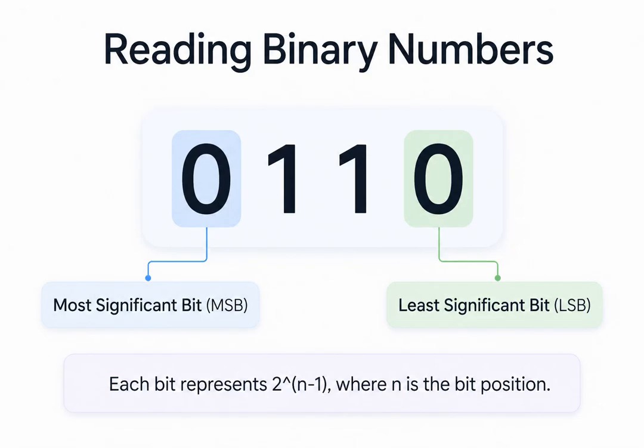When reading a binary number like 0110, we read from right to left in terms of value. The bit on the far right is the least significant bit, or LSB, because it holds the lowest value. The bit on the far left is the most significant bit, or MSB. Each position represents 2 to the power of n-1, where n is the position number.